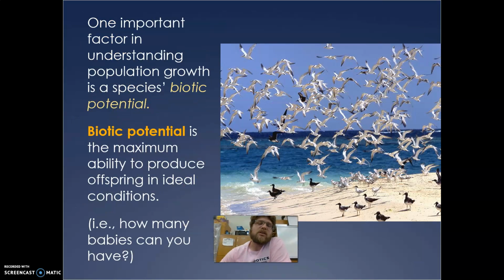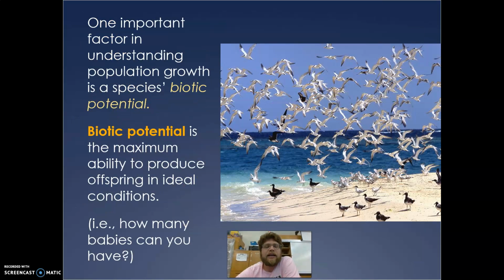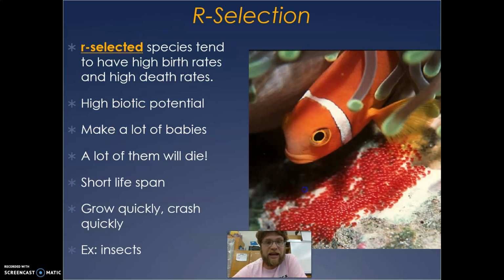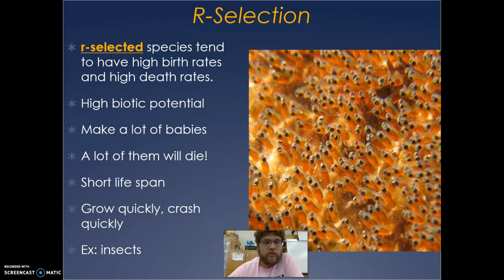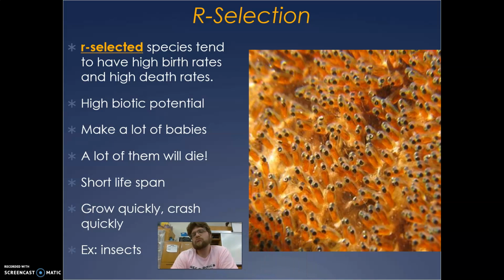Okay, now when we're thinking about growth, how the population graph looks will depend on how quickly a population can make babies and how many babies it can make at once. So we call this biotic potential. In ideal conditions, what's the maximum reproduction rate of a population? And that is going to put populations in two categories.